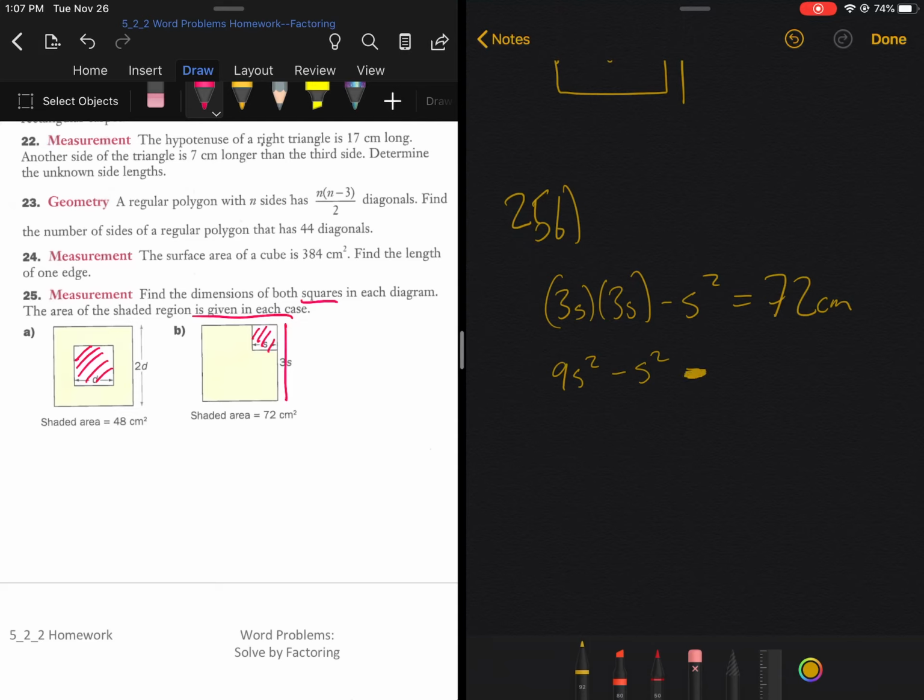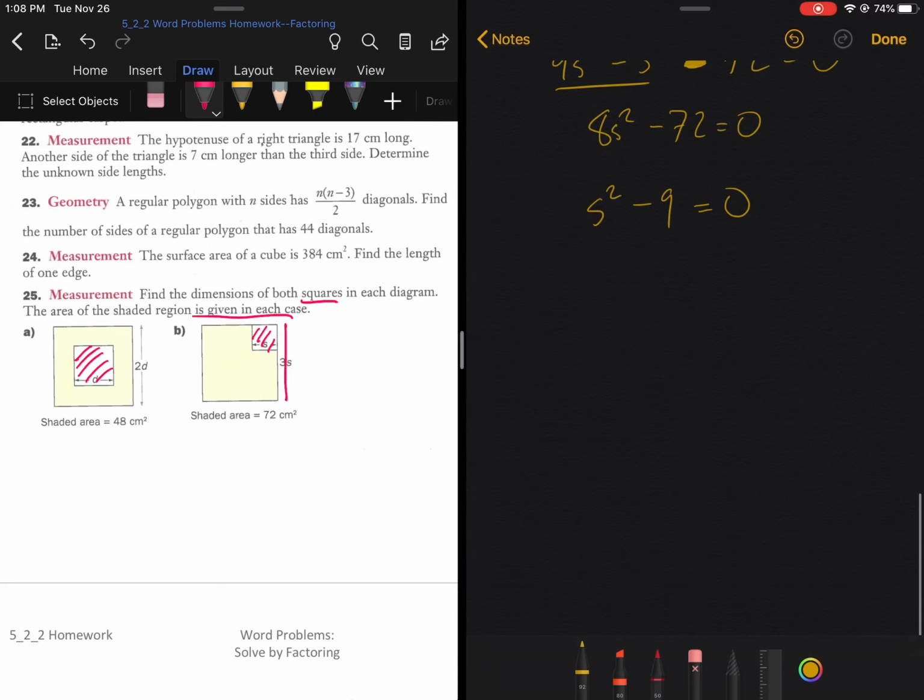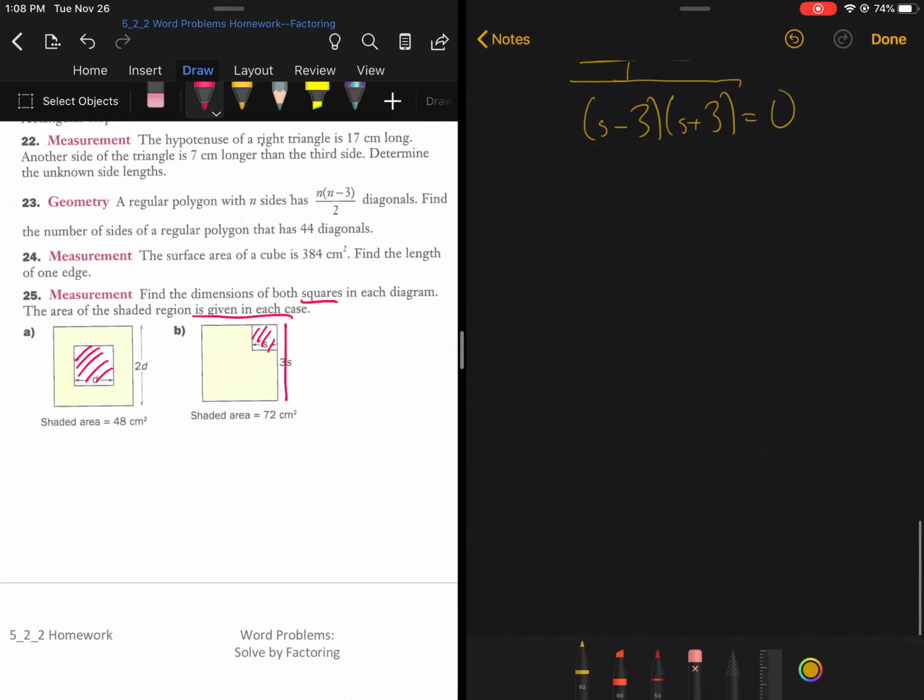Okay, so let's take a look at that. That's 9s squared minus s squared equals 72, or actually let's subtract 72, equals 0. So what's our answer? That's equal to 8s squared minus 72 equals 0. Divide both by 8. What do we end up getting? Well, we end up getting s squared minus 9 equals 0. In which case we know that that's a difference of squares. Perfect square, negative. S minus 3, s plus 3 also equals 0.